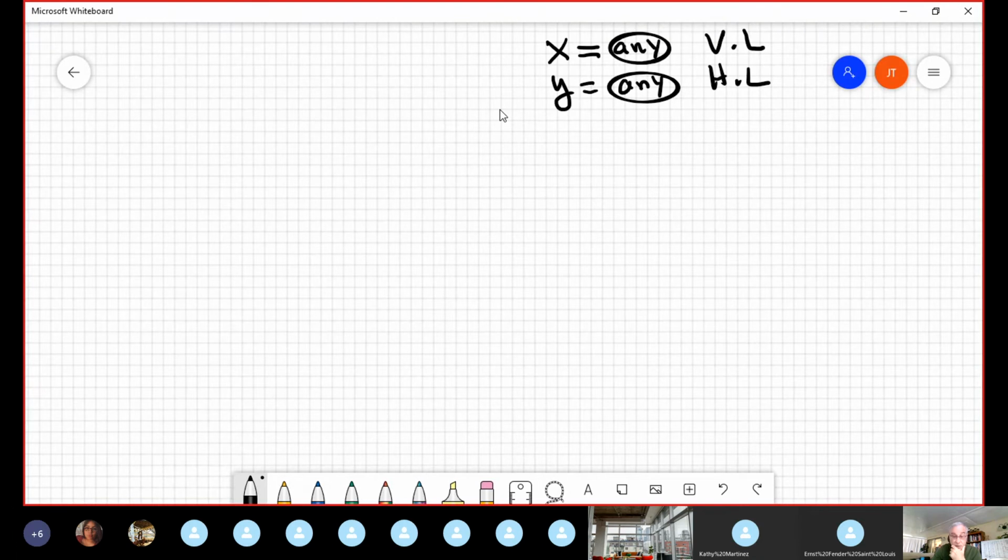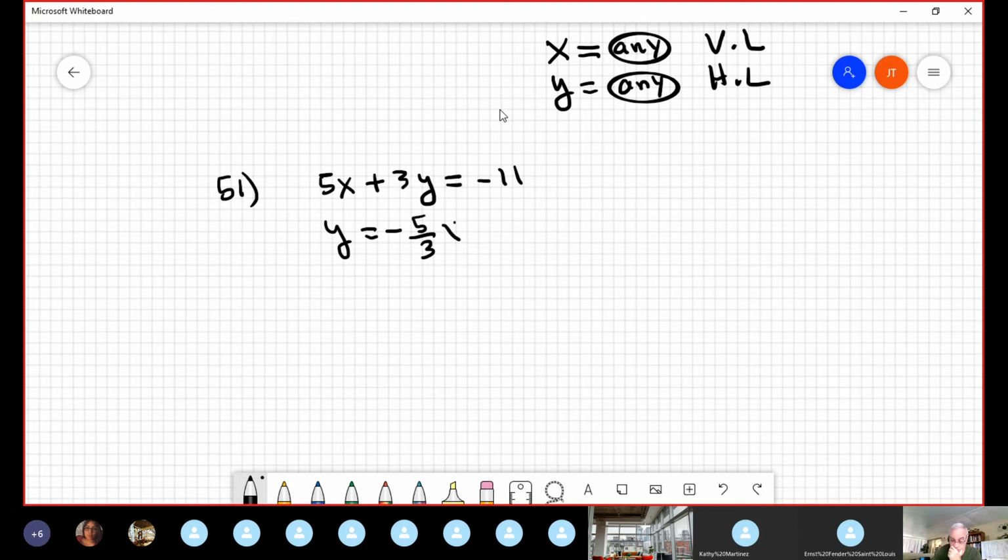51. 51 is the last one. 51 is 5x plus 3y equals -11. And the second line is y equals -5/3 x minus 16. What do you think? Perpendicular, parallel, or neither?